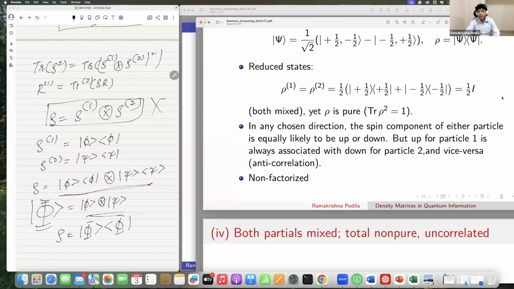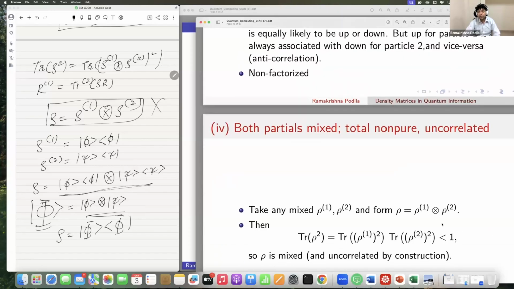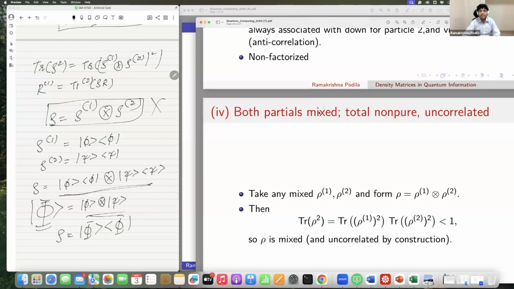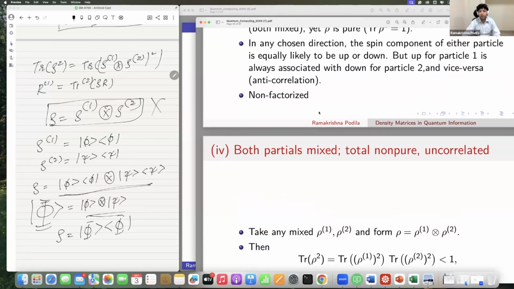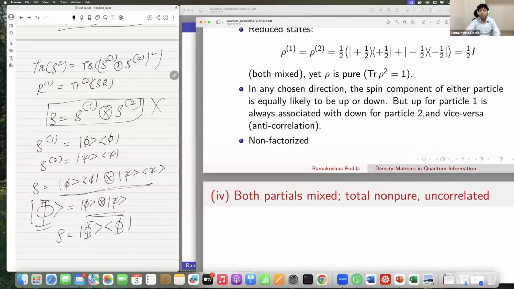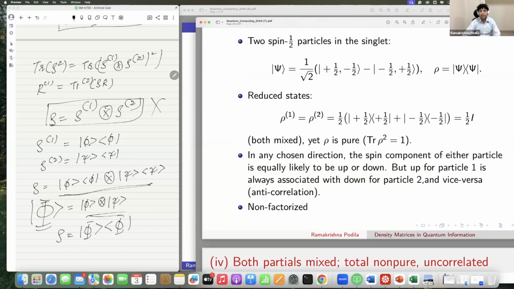But if I have a state that I cannot express as rho 1 times rho 2, then we would call that not factorizable. Rho 1 times rho 2 is factorization. So if I cannot factorize it, then basically that's what I'm calling correlation, right? In that case, we would say that we have a state that is correlated.